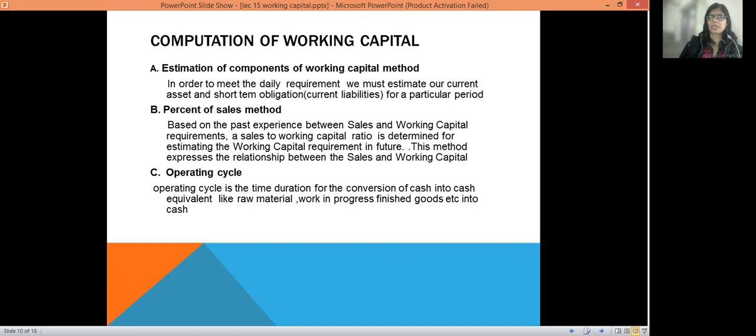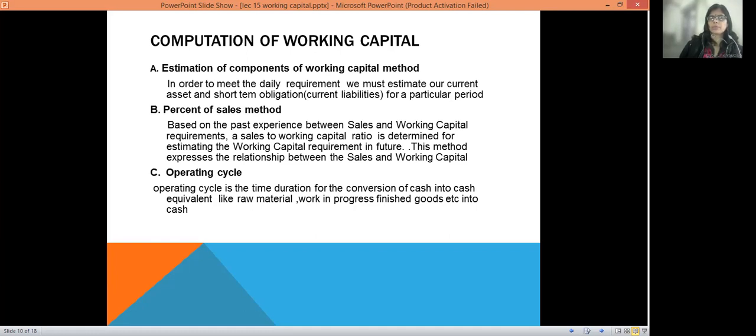And the next one is the operating cycle. Now, what is this operating cycle? In simple sense, we can say that the operating cycle is the time duration for the conversion of cash into cash equivalent. That is the time which you need to convert the raw material, work in progress, and finished goods into cash. That depends upon business to business. The operating cycle can be long for some businesses and short for others. So it is totally affected by the nature of business, and it can be estimated according to the business criteria and nature.